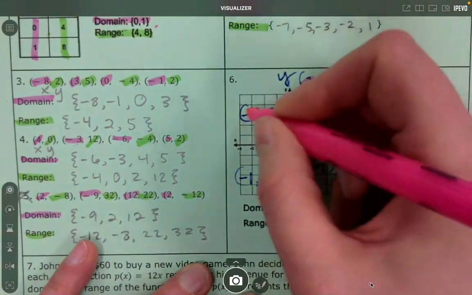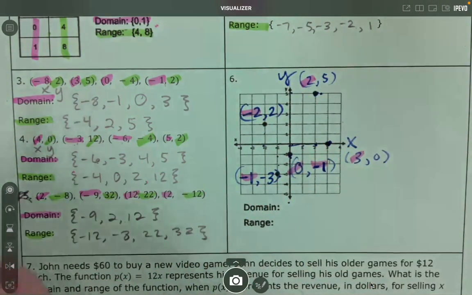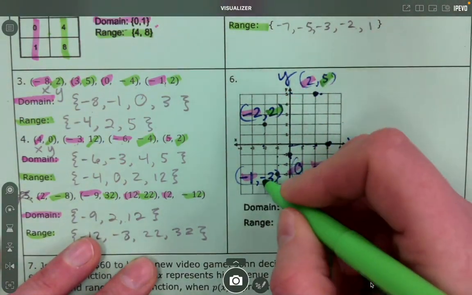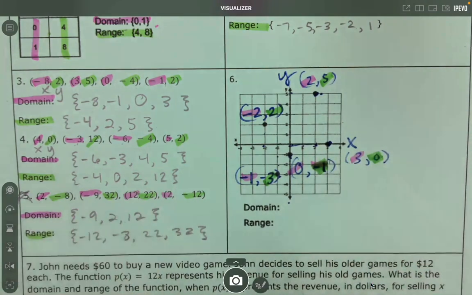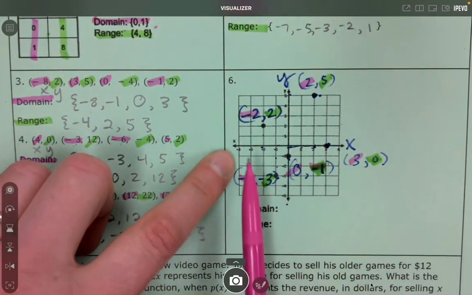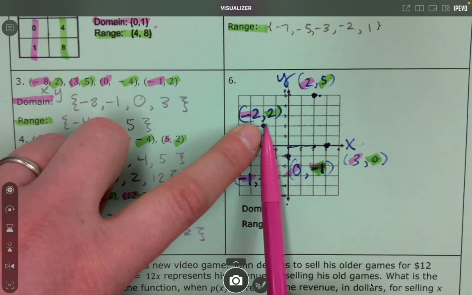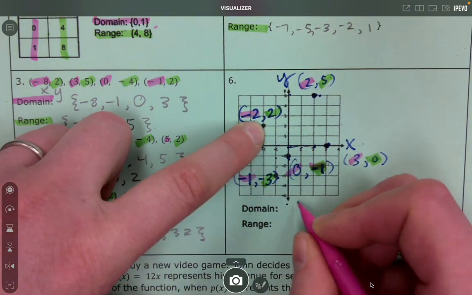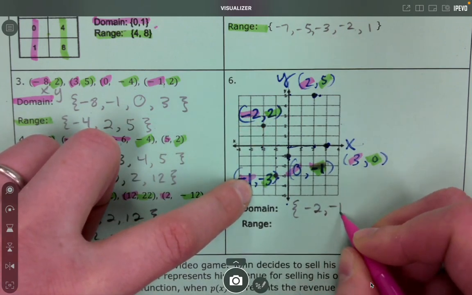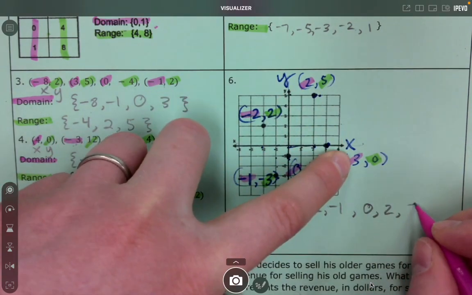So remember, our domains always are x's. I just highlighted the wrong one. I'll go back over it with green. And our range is always our y's. There we go, fixed it. So when I am looking at my domain, I want to list them in order for x's. If I think about my x number line, it's going this way. So this is the point that's furthest left, which is going to give me my smallest x value. So it'll start with -2, and then -1, and then 0, and then 2, and then 5.